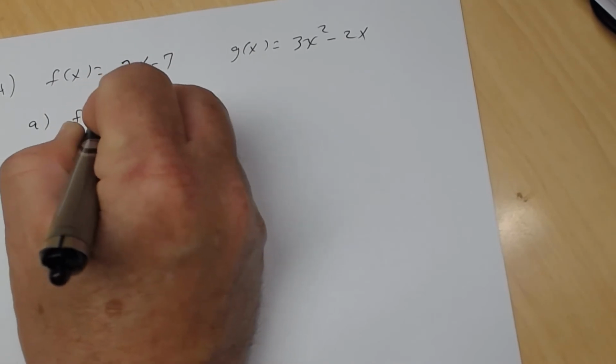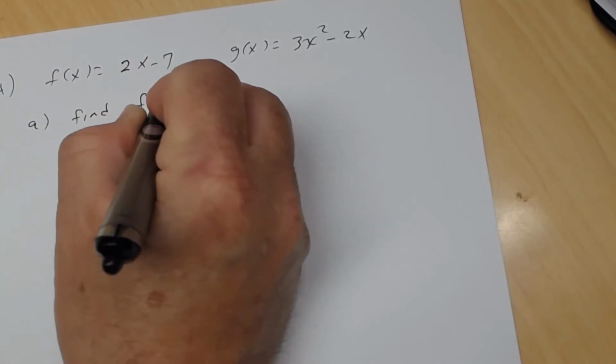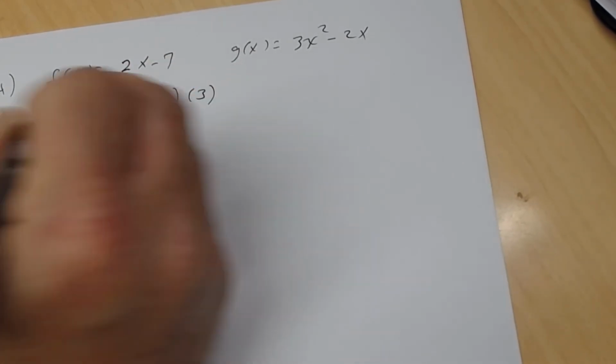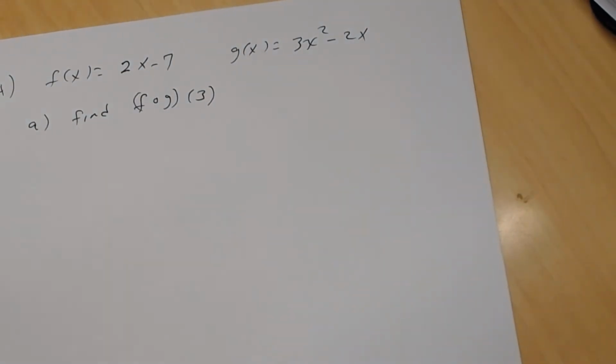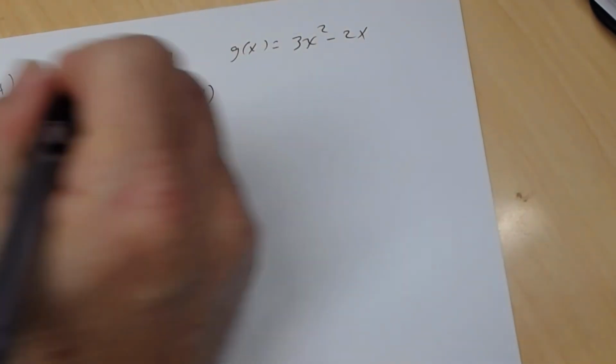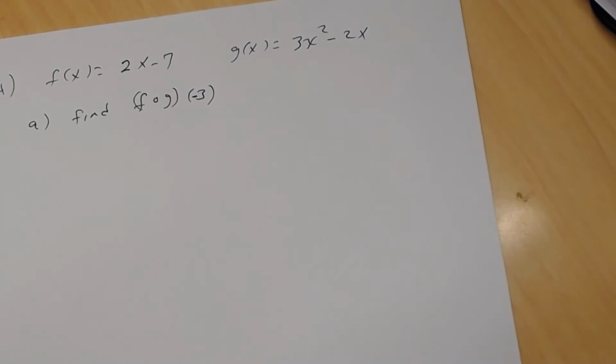Let's find f composed with g at 3. Let's make it negative 3. F composed with g at negative 3. All right, so we have to use the definition.